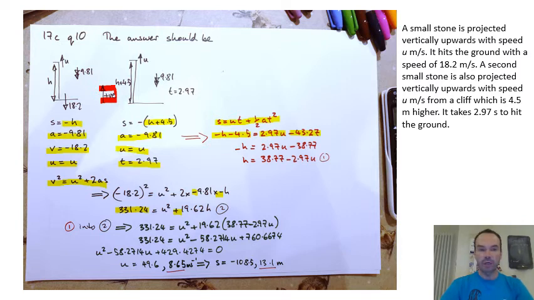Right, we've got a pair of simultaneous equations now. We've got that and that. Simplest to rearrange the linear one, which is equation 1, to make h the subject, so replace the h in 2 by that. I think we get u squared. 19.62 multiplied by the minus 2.97 is that. And 19.62 times the 38.77 is that.